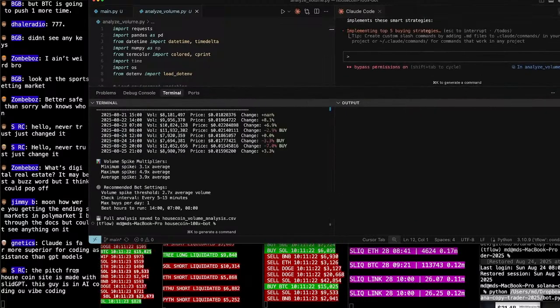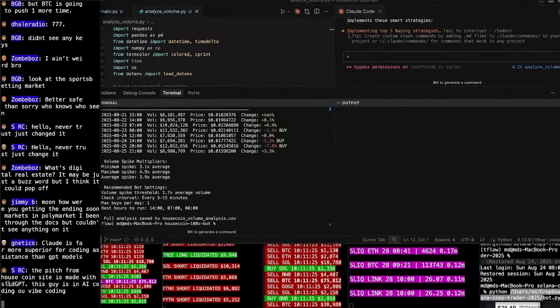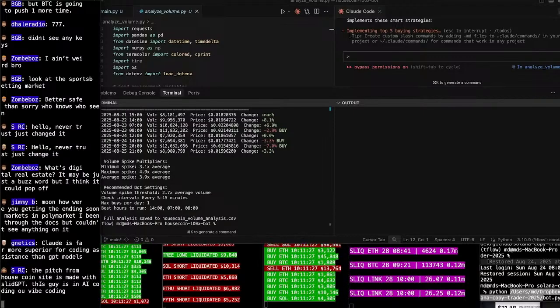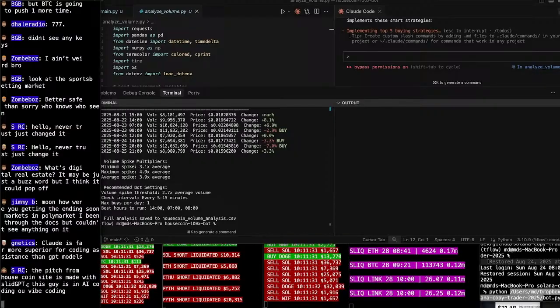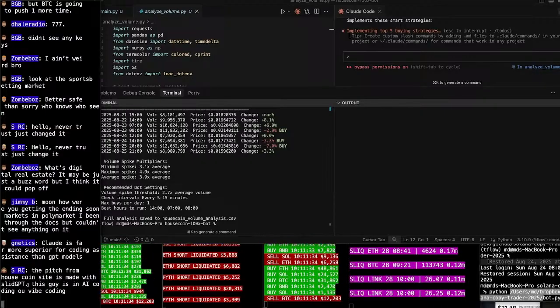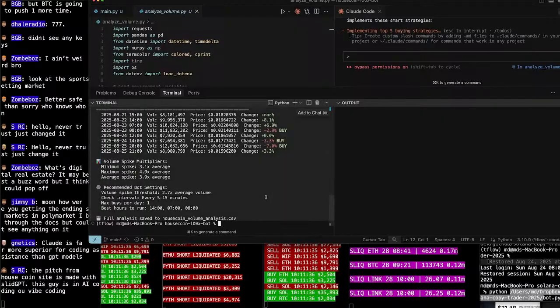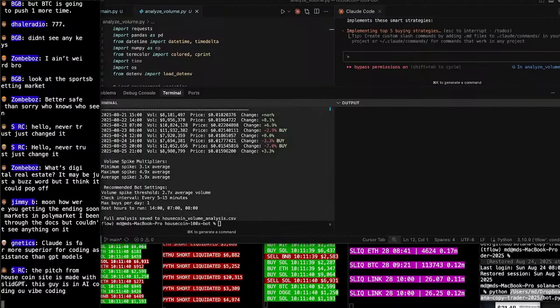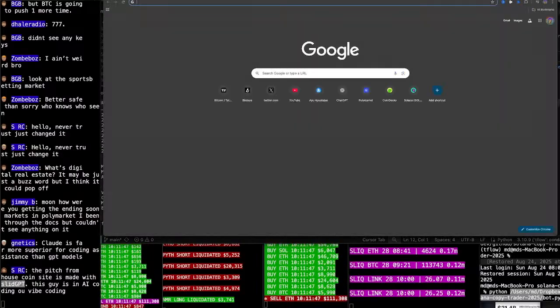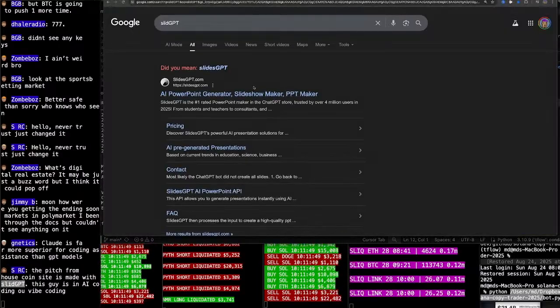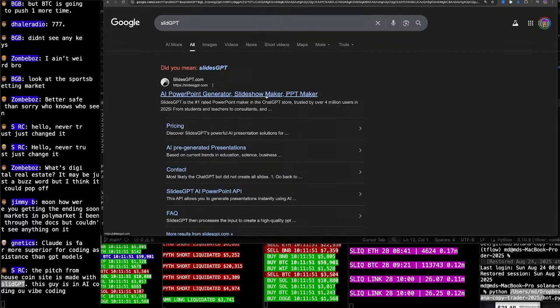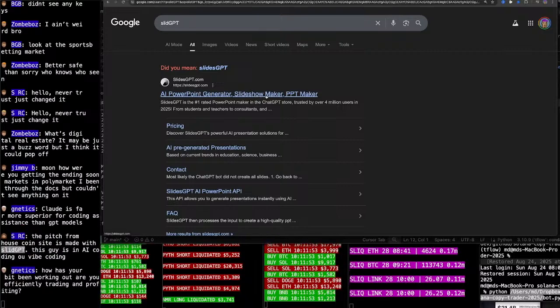The pitch from Housecoin's site is made with Slide GPT. This guy is an AI coding, vibe coding. I don't know what that means. But this guy, what's Slide GPT? I hope the website is built with AI, dude. I hope. Slide GPT, AI PowerPoint generator, slide maker. Oh, Slide GPT.